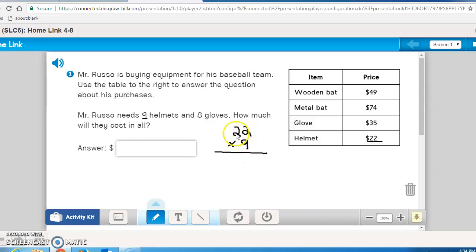We would divide this into two sections. So 9 times 20 is 180. And 9 times 2 is 18. When I add them together, I know the helmets are going to equal $198. But I only have part of my answer. I also have to find out how much 8 gloves are. So I'm going to need to multiply 35 times 8.